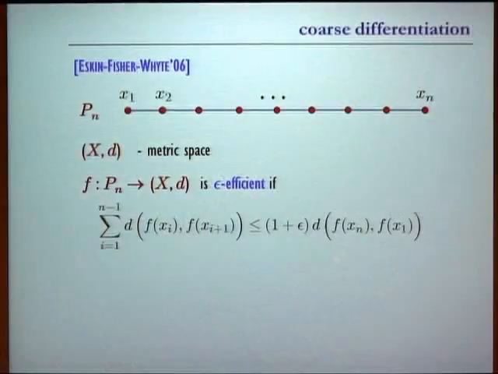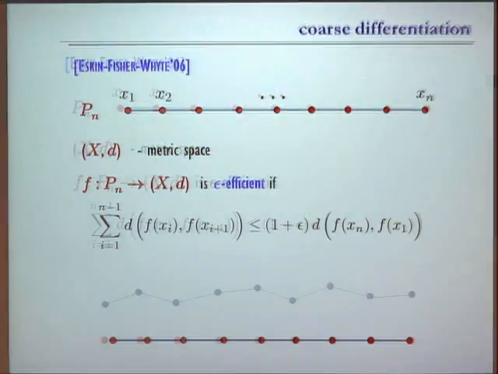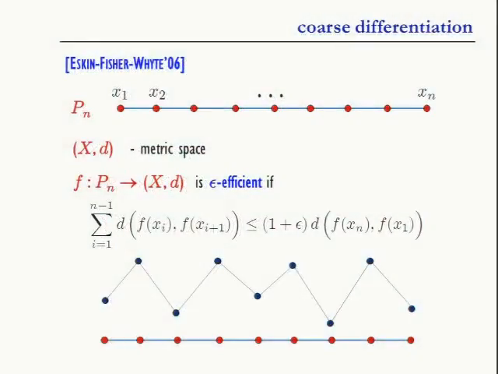If I apply the triangle inequality, it says the distance between the endpoints is at most the sum of the distances along the edges, and that's the other direction. So I'm saying now the triangle inequality is actually tight up to a 1 plus epsilon factor. As a picture, here's the path. This map is pretty efficient. This map is somewhat less efficient. This is the notion of efficiency.